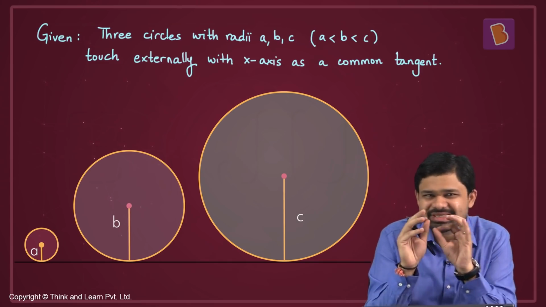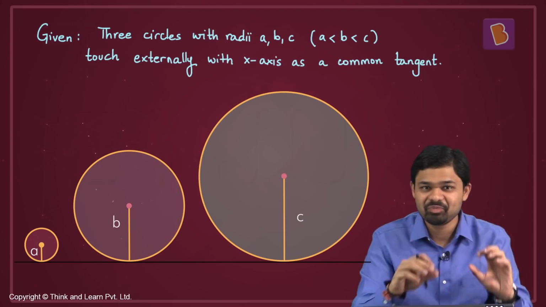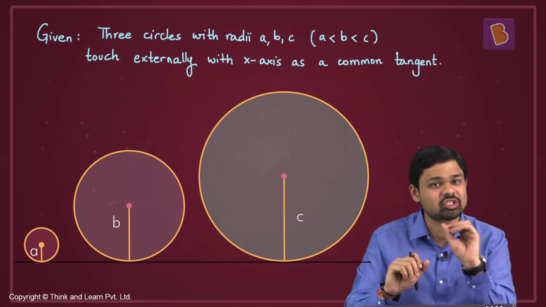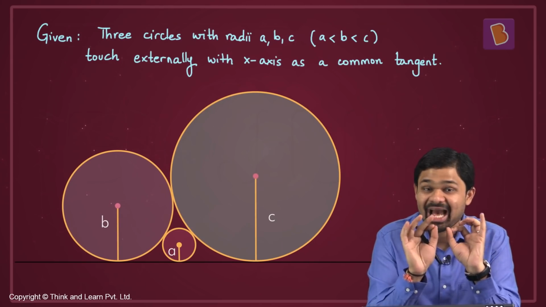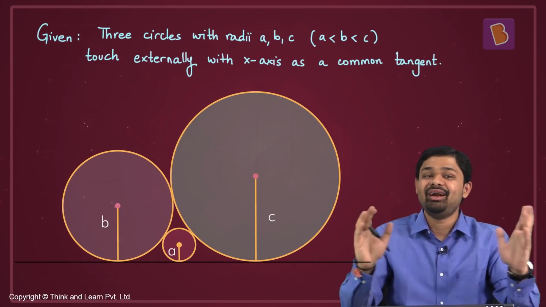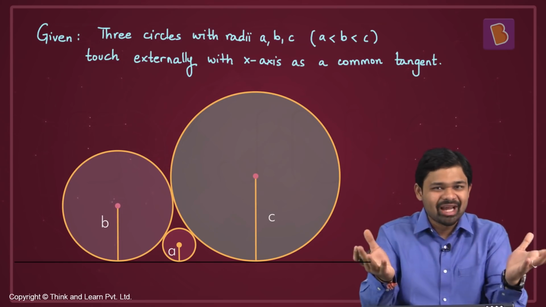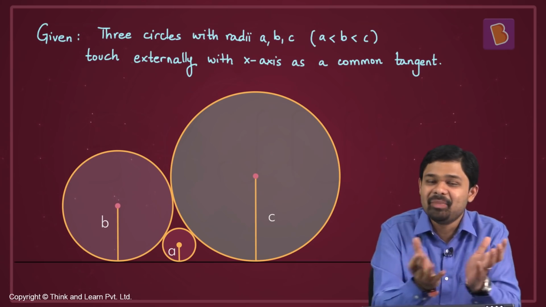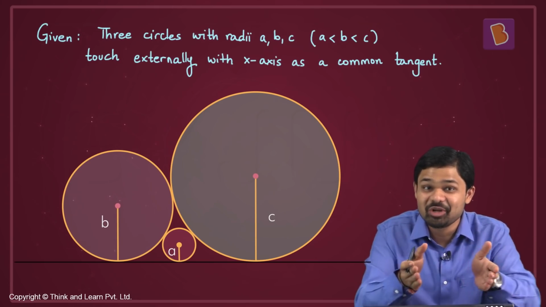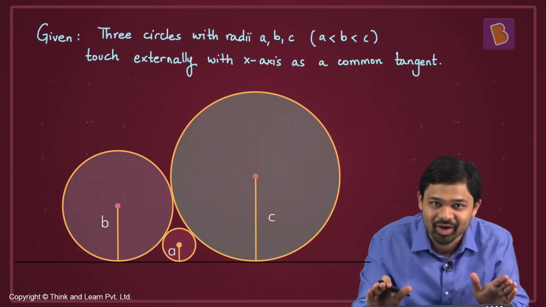Now, slightly difficult to visualize. You have a big circle, you have a moderate circle, and you have a small circle. All of them touch externally, and the x-axis is a common tangent to all the 3 circles. Now, could you imagine this figure? If you could, then you have as good as solved this question, because after this, the concept that is going to be used is nothing but the Pythagoras theorem and nothing more.